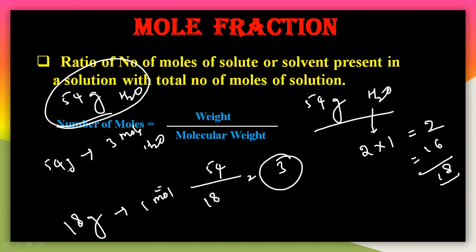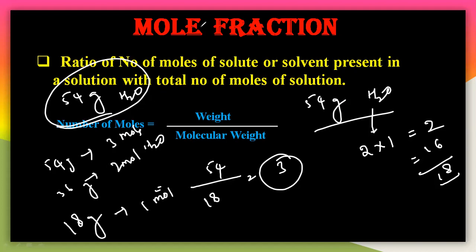If you know the table of 18, 18 ones are 18, 18 twos are 36. 36 grams means you have taken 2 moles. Again, 18 threes, 18 fours, the number of moles is 1, 2, 3, 4, and so on. So finally you will get the number of moles.